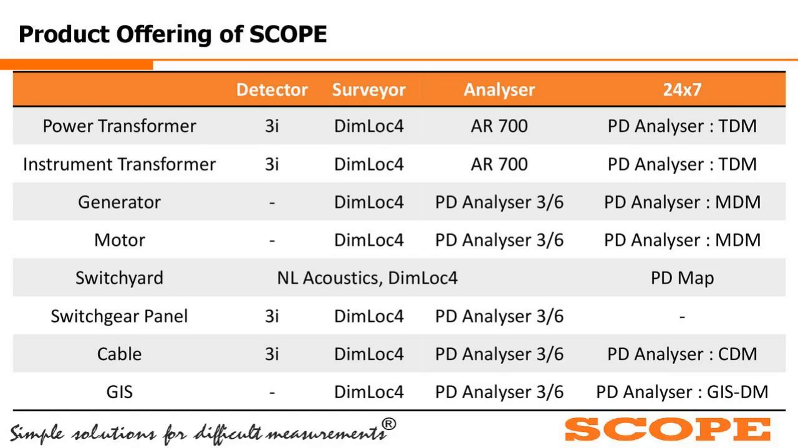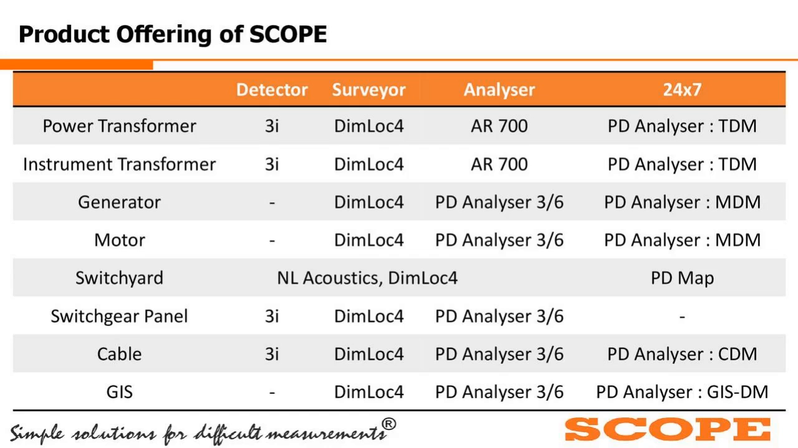So in the switchgear, you have got NL acoustics, the acoustic camera you saw. It can pinpoint by working in the frequency range, that is 2 kilohertz to 31 kilohertz. And also you have got DIM block 4 with the help of the UHF antenna. You can survey the whole substation switchyard without taking any shutdown or anything. Now, for continuous monitoring system, you have got PD map. This is one solution that works exactly like these, and you can monitor your whole system with the help of it. Then for switchgear panel, you have got 3i as a detector. For surveyor, you have got DIM block 4, as it has got multiple channels, and you have got PD analyzer.